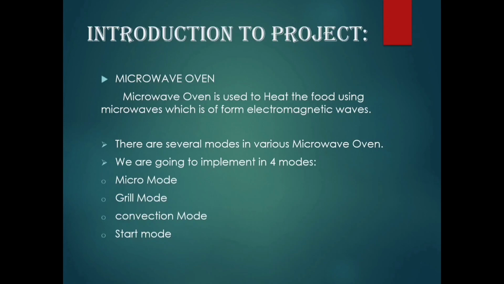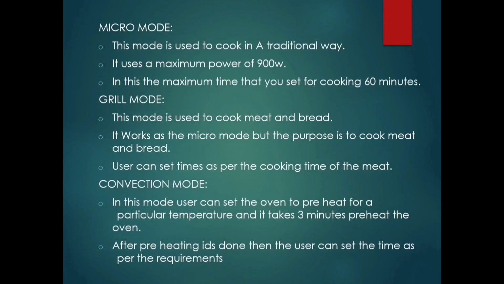To move ahead with micro mode, this mode is used to cook food in the traditional manner. In the project we have built, the maximum power is 900 watts. This micro mode is used to cook in a traditional way, and the maximum time that you can set for cooking is 60 minutes.